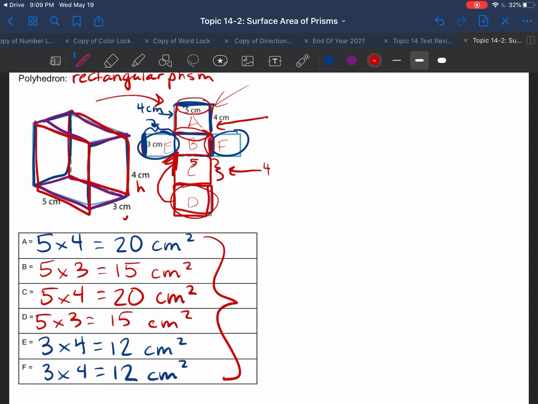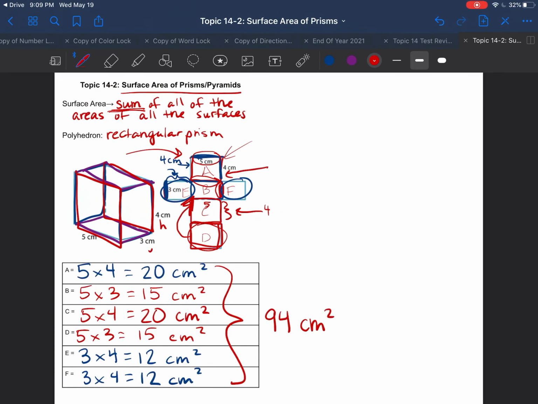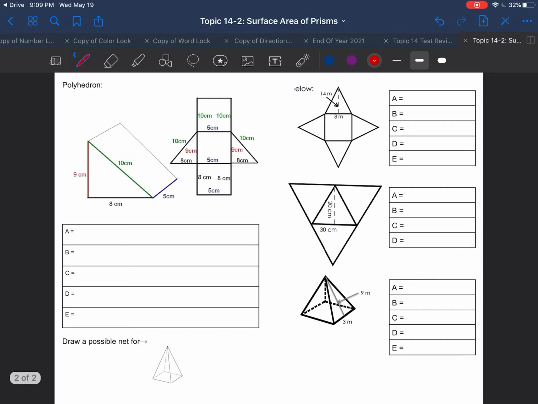Okay, so if we add all of these together, what do we get as our final total surface area? Well, we have 20 plus 15 plus 20 plus 15 plus 12 plus 12. Okay, we end up getting 94 centimeters squared as our final area. All right, so let's look at another example.